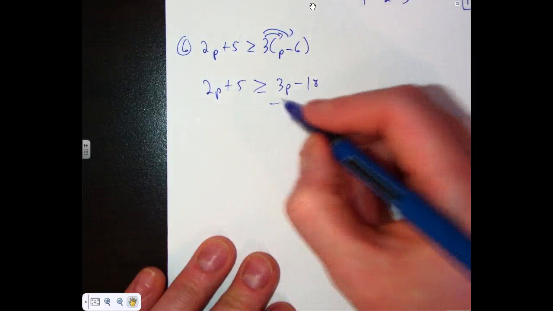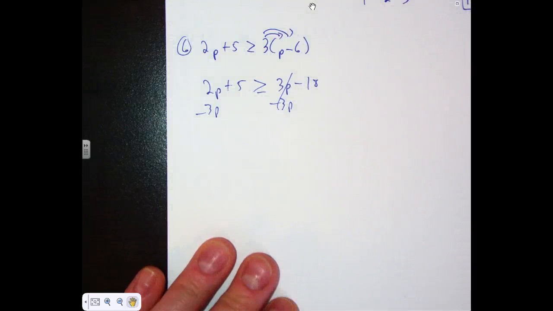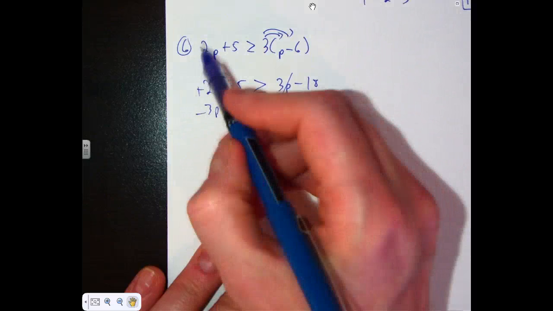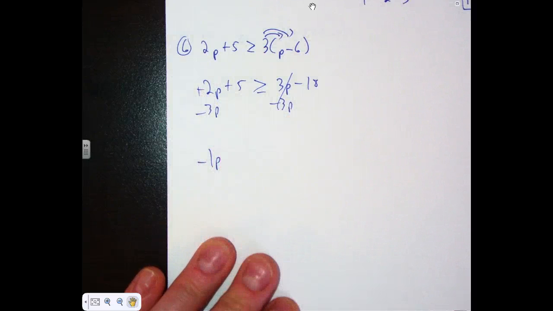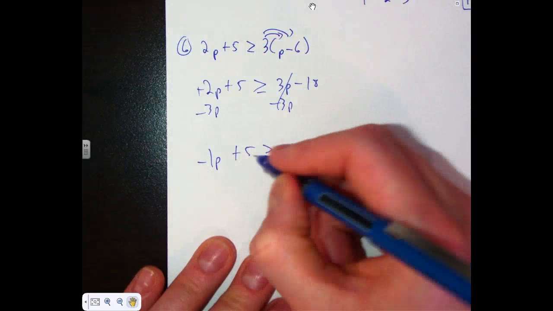Now I'm going to subtract 3p because I want to cancel off the 3p and move them to the left. And a positive 2p, because again there's an understood plus sign in front of there, and a negative 3p gives me negative 1p, plus 5, which is greater than or equal to negative 18.